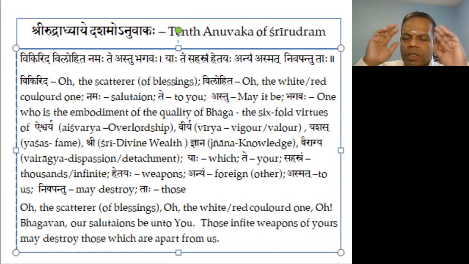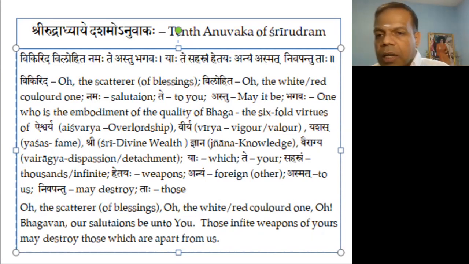So all those millions of thoughts which come, which are not part of us, meaning which are not divine. Because who we are is divine, we want to be like you. So all the thoughts which are not like us, let them be destroyed. So we're asking the Lord, who is the scatterer of blessings. That is why some of the commentators say Vikirida means who distributes punishment, who scatters punishment, because he can destroy all our thousands and thousands of bad thoughts. Not only in us, in everyone's mind also, all the bad thoughts should be destroyed only by the Lord. So that is the prayer.